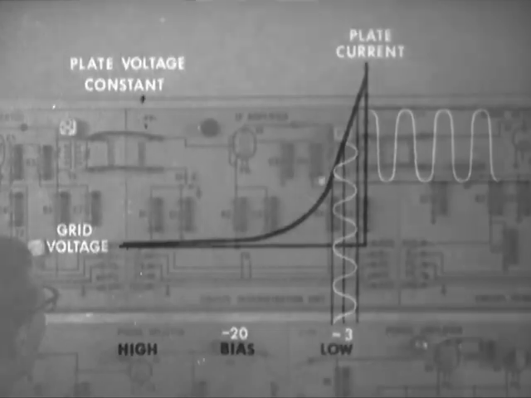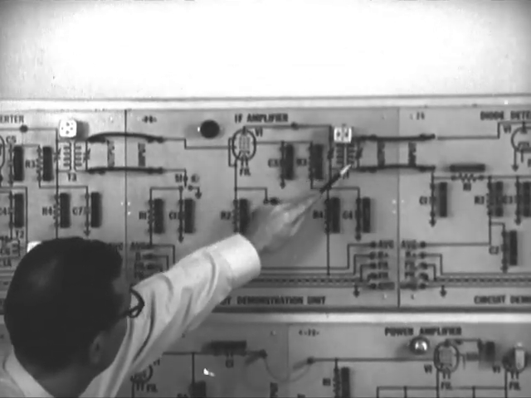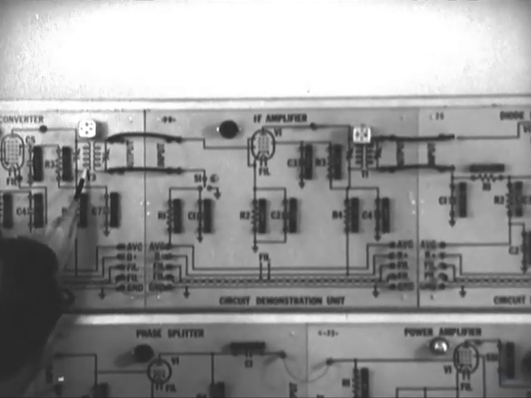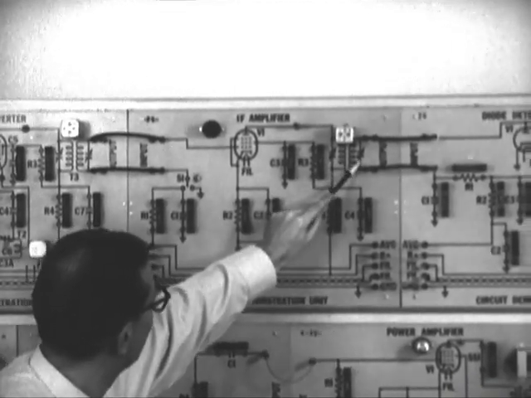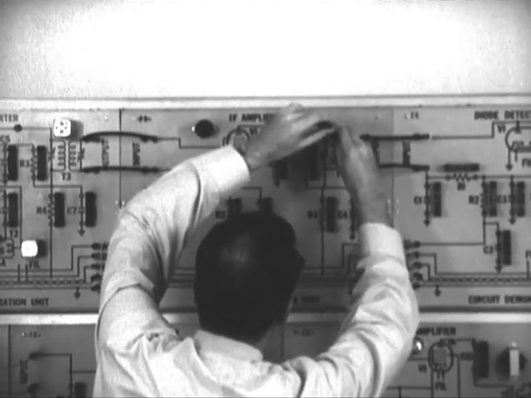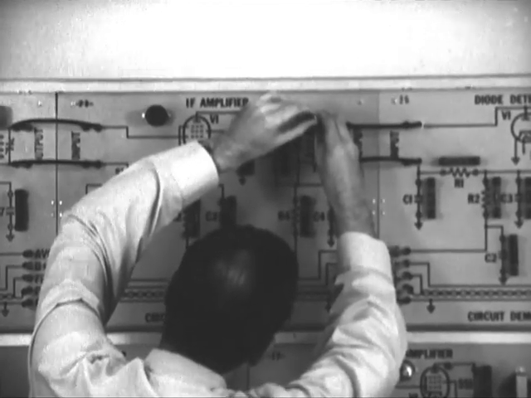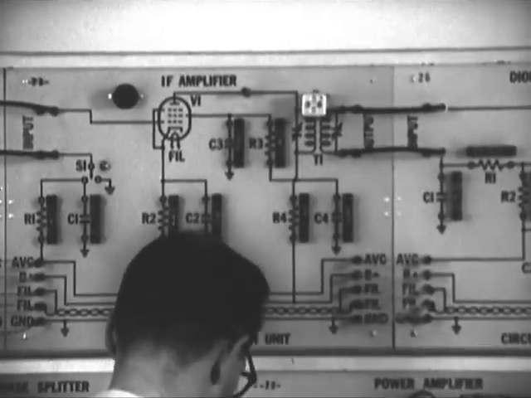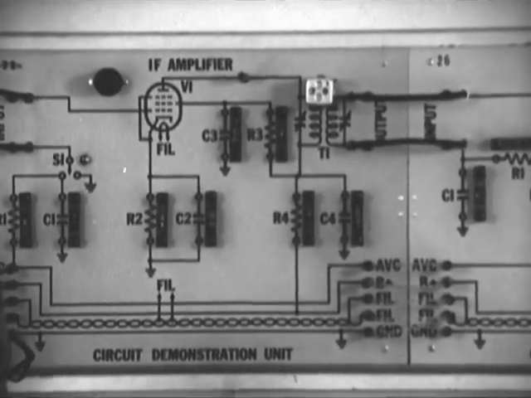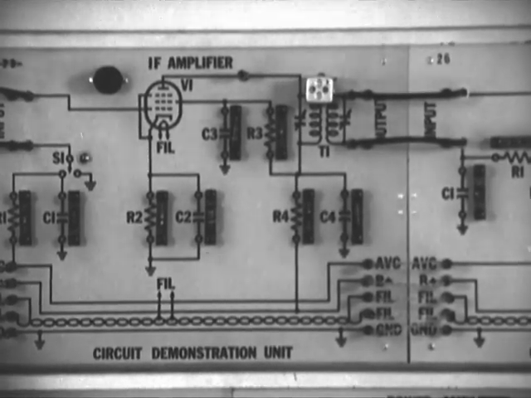The plate load in our IF amplifier is another IF transformer, similar to the one at the output of the converter. Again, the primary and secondary are each tuned to the IF frequency, 460 kilocycles. These transformers are adjusted to resonance with a non-metallic tuning tool as part of the lineup procedure. Our demonstration receiver has one IF stage, but most communications receivers have 3 or more identical stages for added sensitivity.